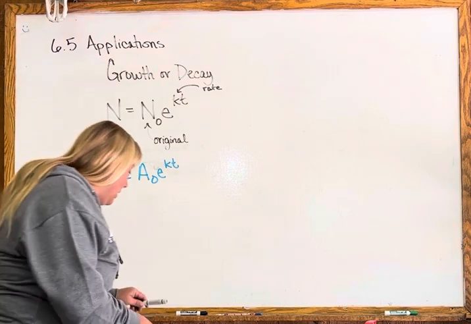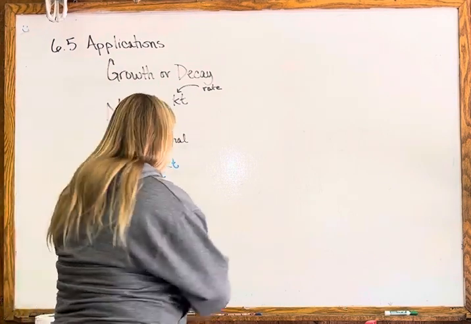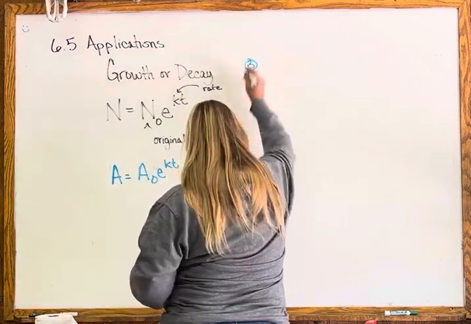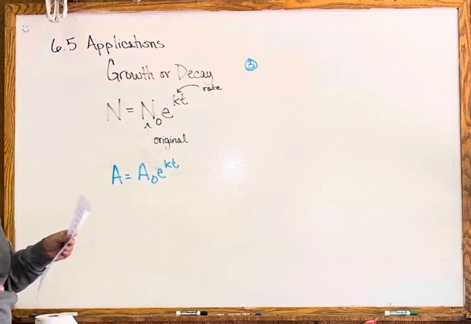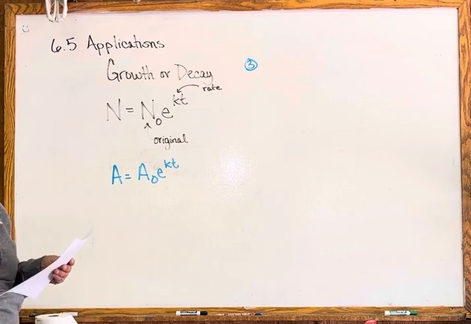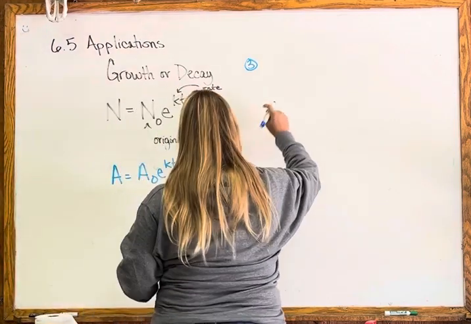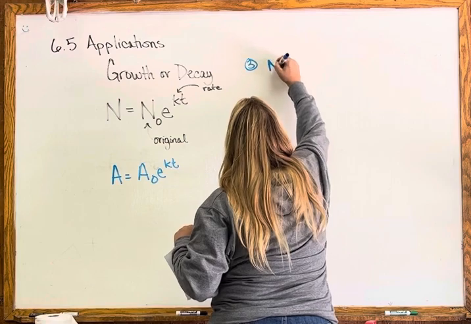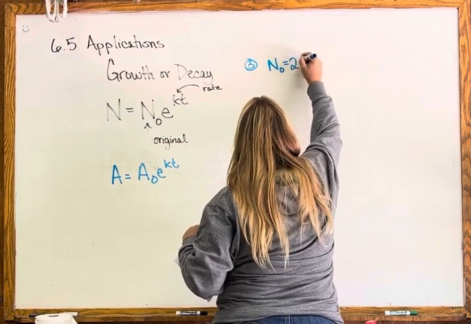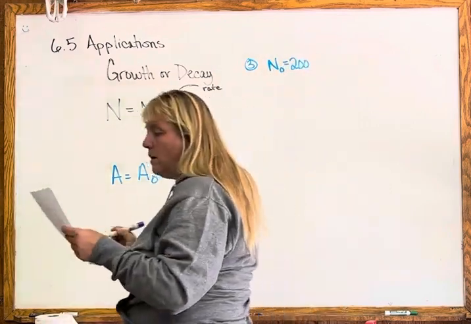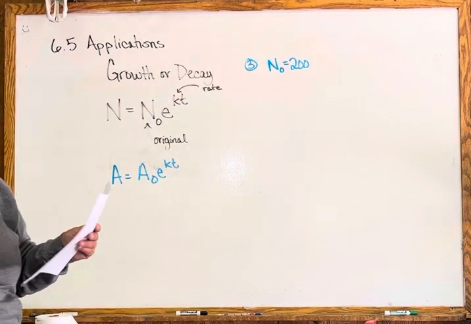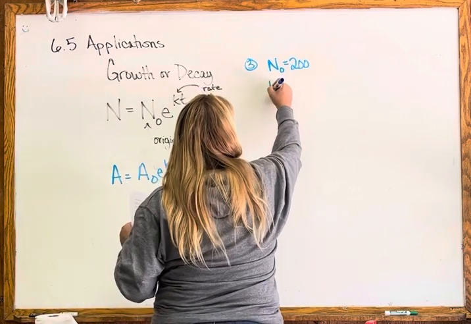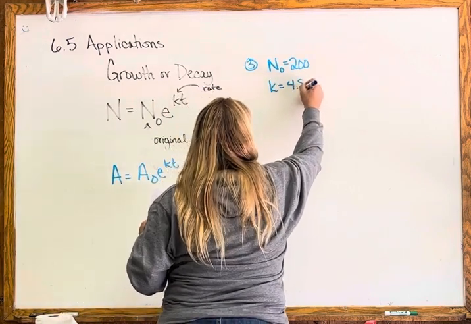Okay, so let's look at number 3 then that we've got there. And number 3 is talking about bacteria. So it says, if 200 bacteria are placed in a petri dish at the beginning of an experiment, so we know that we've got 200 originals. So that would be the N sub 0. They have a growth rate of 4.8% per hour. So their K is 4.8%.